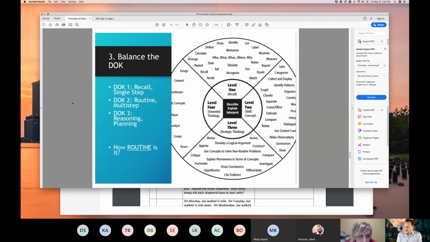So I'm going to bring us to our last area. And remember, we have to start with the major work of the grade. So I've got my addition and subtraction problems. And then I have to look, do I have procedural skill and fluency, conceptual understanding, or application?